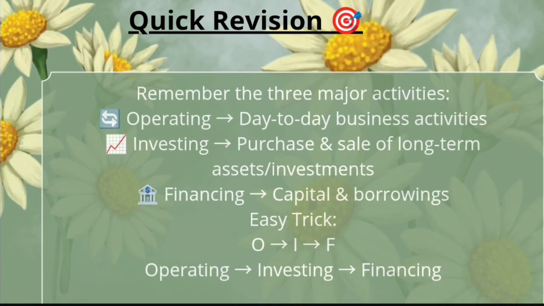Now here's a quick revision. Remember the three major activities: operating, day-to-day business activities; investing, purchase and sale of long-term assets or investments; financing, capital and borrowings. An easy trick is that OIF means operating, investing and financing activities.